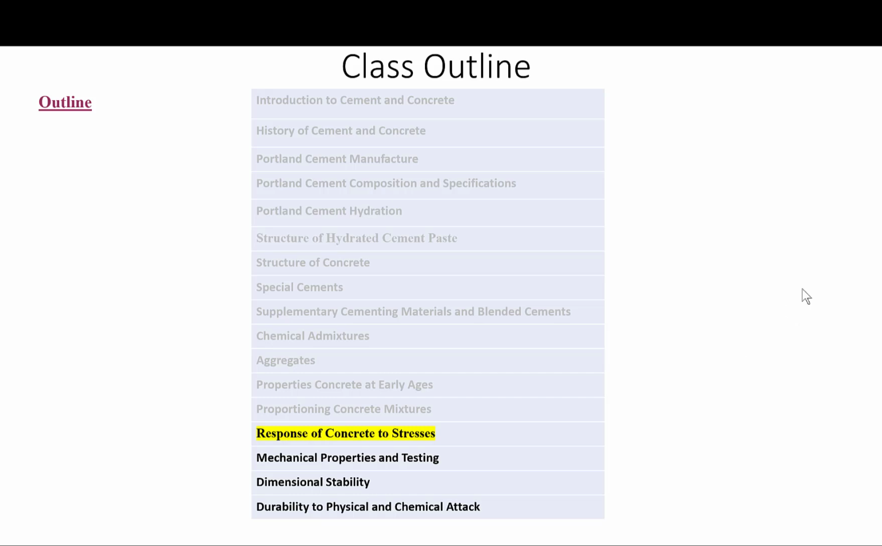So far we have covered these topics shown here on this slide, all these topics shown grayed out. We covered them. The last topic we talked about was the proportioning of the concrete mixtures. Today we will start on the new module of the class, which is the response of concrete to stresses.